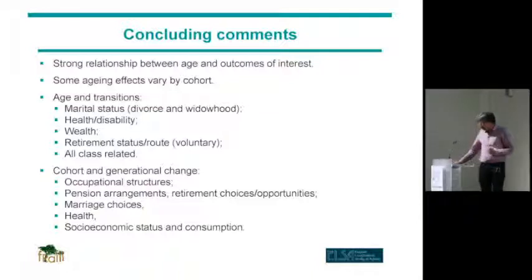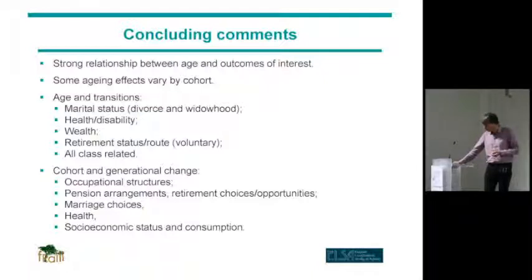So, the things that we're interested in, health, well-being, and so on, are strongly related to age, of course. Importantly, the relationship between age and these outcomes varies by cohort. And I tried to show you that in terms of the frailty measures. Importantly, the things that happen to us in later life do affect our outcomes. So marital status, and particularly widowhood or widowerhood, the onset of health and disability and its impact on well-being, our wealth, and the ways in which we might make the retirement transition. All of these things are very, very strongly related to class. The bad things that happen to us, or the good things that happen to us when we grow older, are strongly related to class.